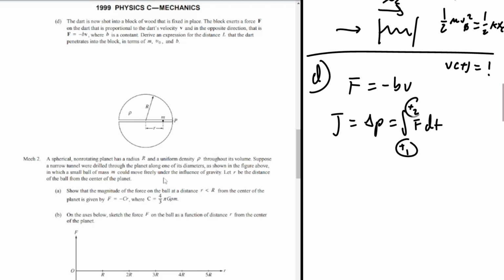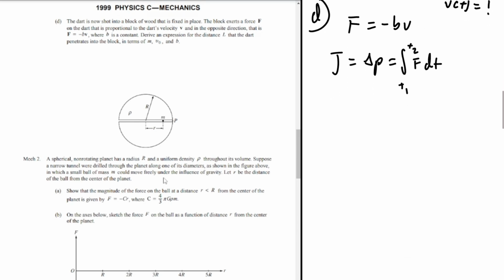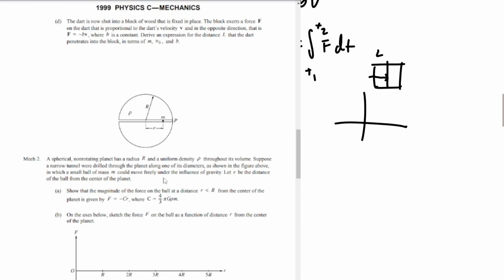So what we need to realize is that we need to pick our time 1 and time 2 carefully. Time 1, we're going to call that 0. We're going to say the integral from 0 to infinity, right? So I'm going to draw this out. Why? Because as the dart infinitely approaches L, on the velocity-time graph it looks kind of like this. It will never hit 0. The velocity will never hit 0.